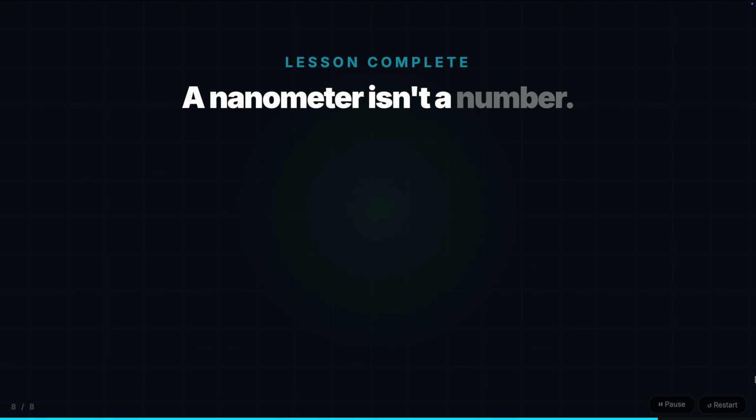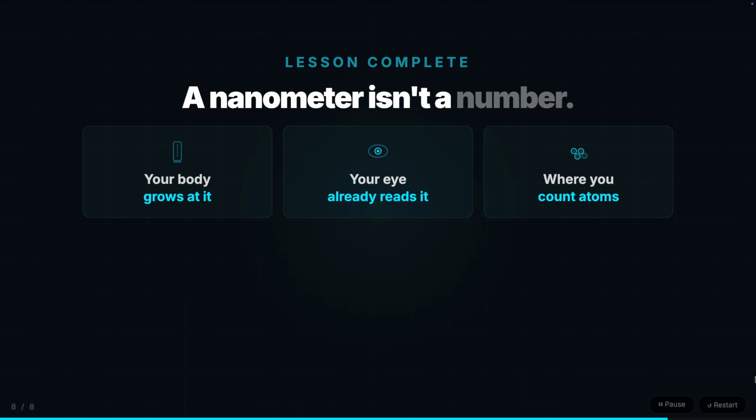So a nanometer isn't a number to memorize. It's the scale your body grows at, the scale your eye already reads, and the scale where counting atoms becomes a thing you're actually doing.